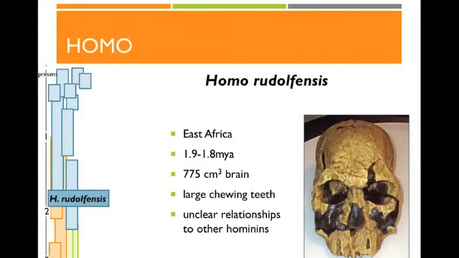Next up is Homo rudolfensis. This is an East African species that's just a little younger than 2 million years old. We don't know a lot about this guy, but based on the fossils that have been recovered, it has a slightly larger brain than Homo habilis and large chewing teeth, but its position in the family tree is still a bit unclear.